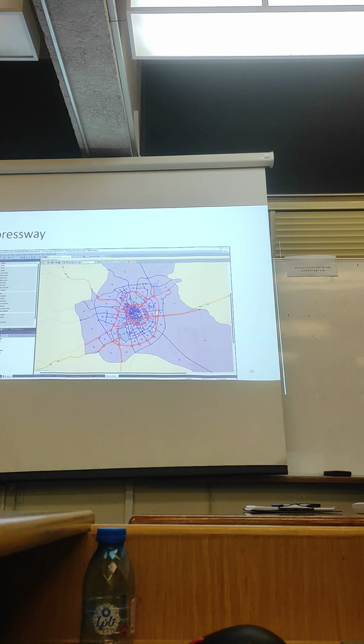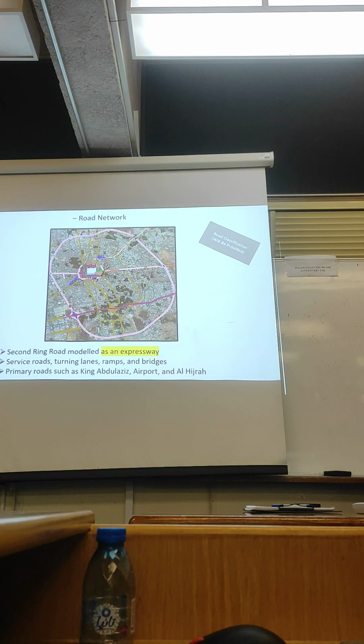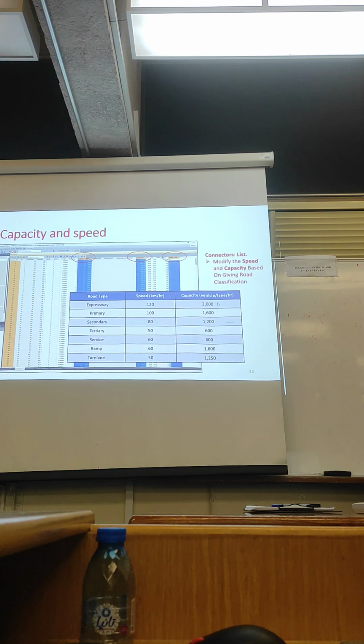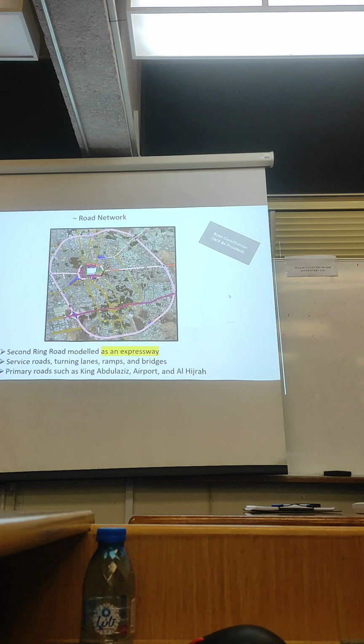Then why is the capacity 2,000? Because it's given here in this table. 2000 per lane. Yes. But there you have 3 lanes. So it should be 6,000.